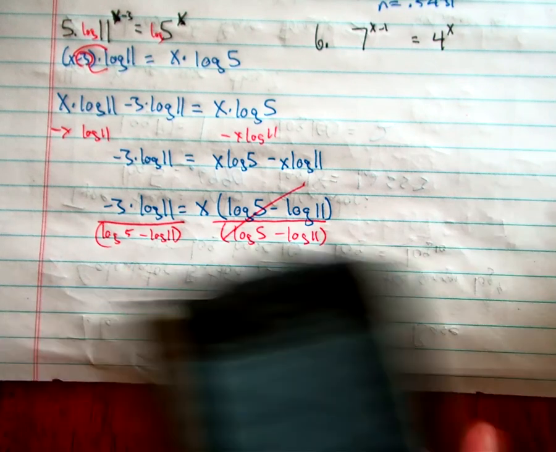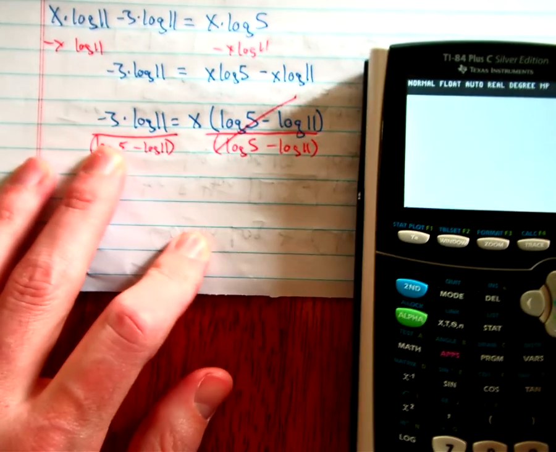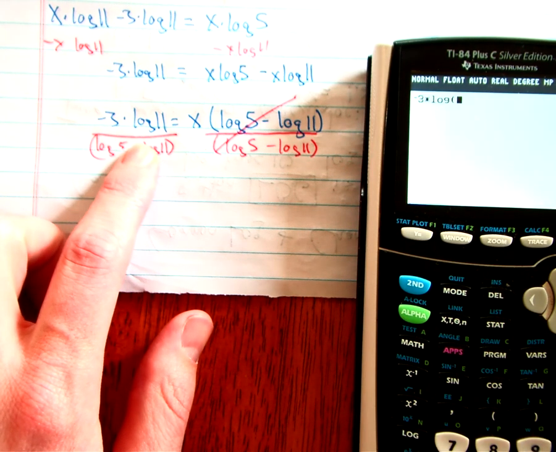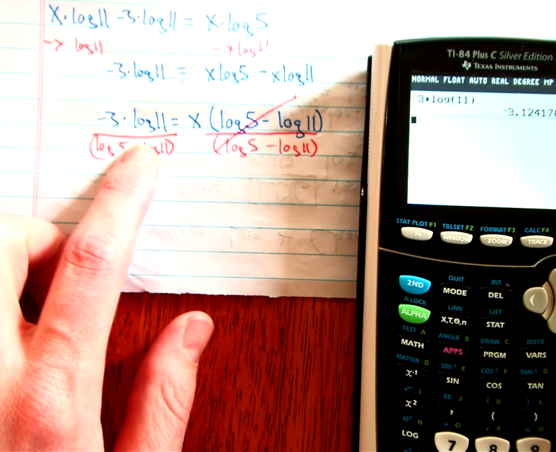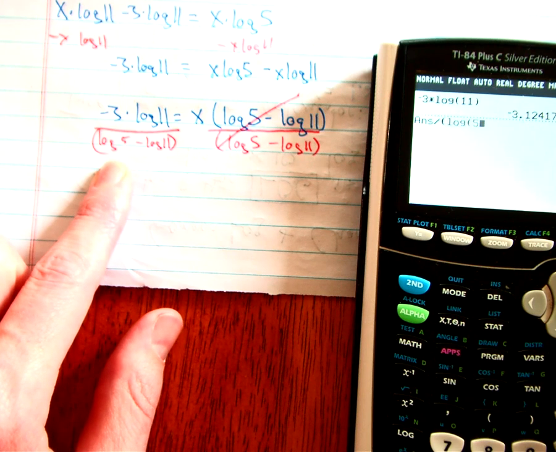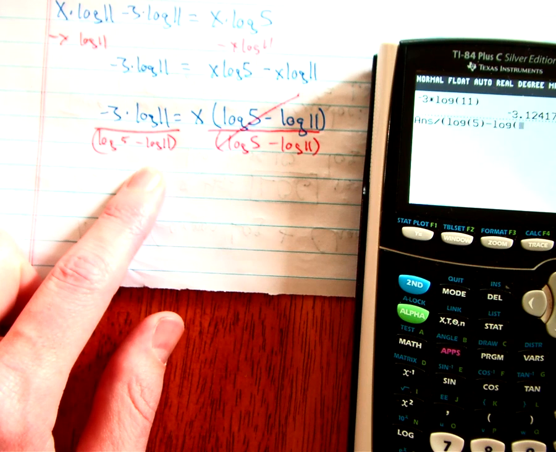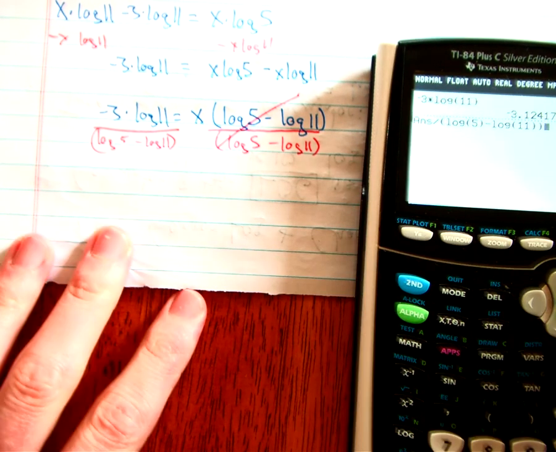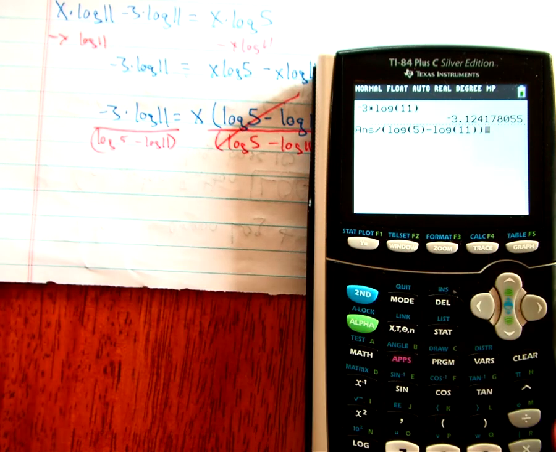Okay, so you're going to type it all in at once. Ready? -3 times log 11. Enter. That's our top row. Divided by parentheses log 5. Close that parenthesis. Minus log 11. Close that one. And then close the first one. So you should have a double at the end. Okay. And we're going to have 9.1237.